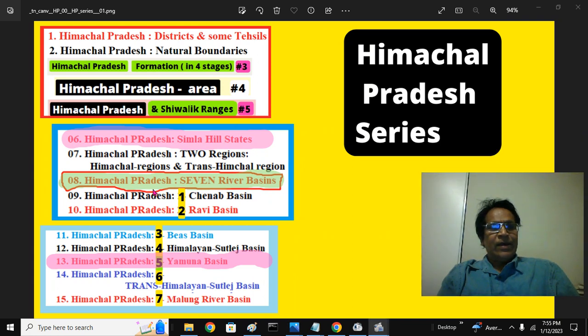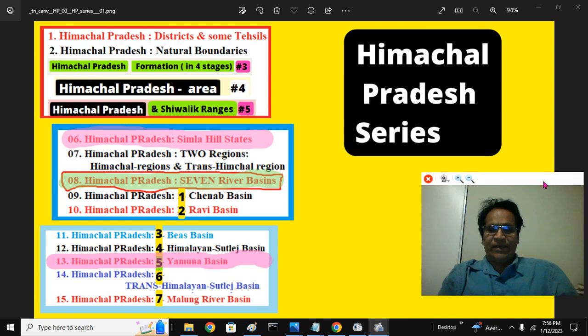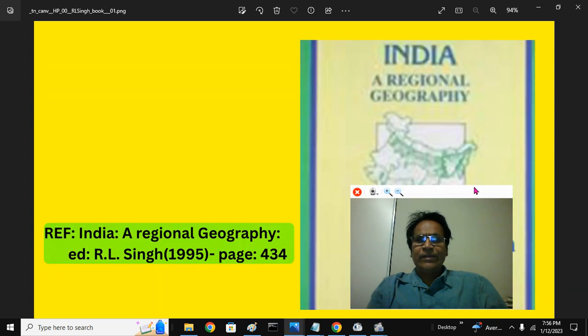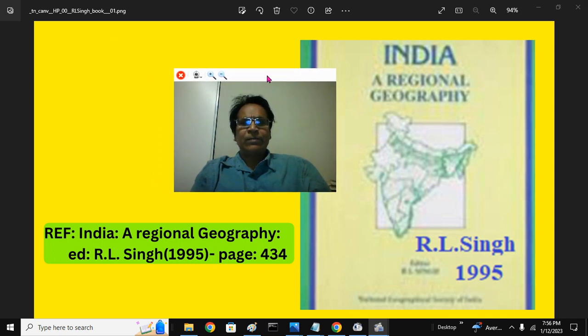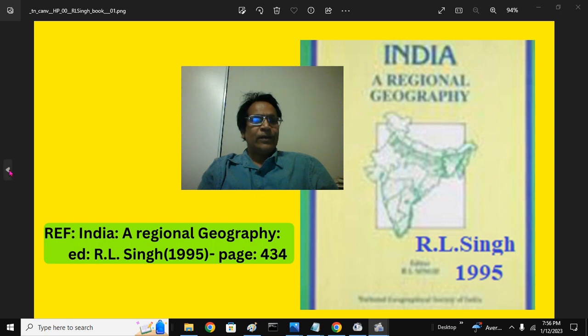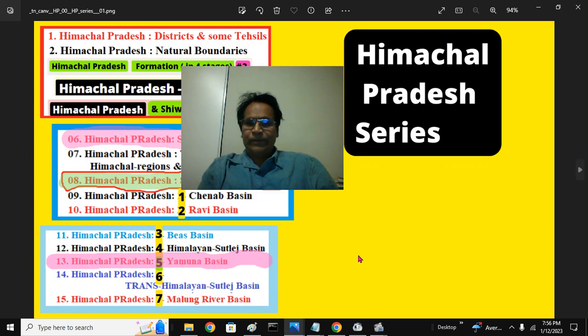You can see the 7 river basins. We looked at the Chenab before, then the Ravi Basin and Beas Basin. The 4th part is the Himalayan Sutlej Basin, the cis basin that we are looking at today. This is essentially from India Regional Geography by Dr. R.L. Singh, Indian Geographical Society, 1995 publication. You can look at page number roughly 434 or so.